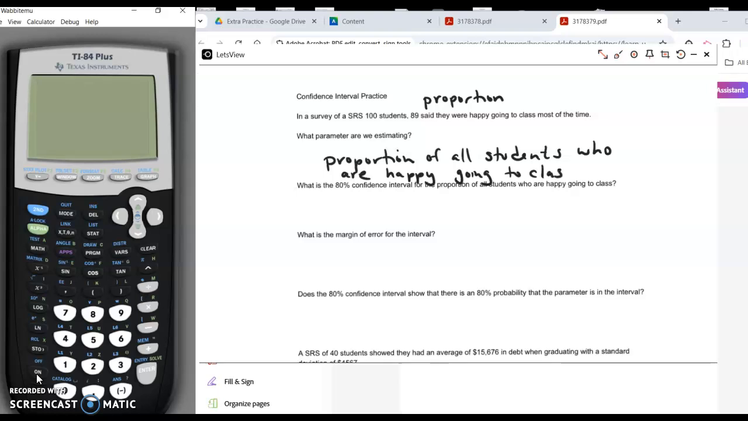who are happy going to class. Now, what we know is we don't know that parameter. What we know is we know a sample. We know p hat. We know 89 out of the 100 are happy going, which is 0.89.